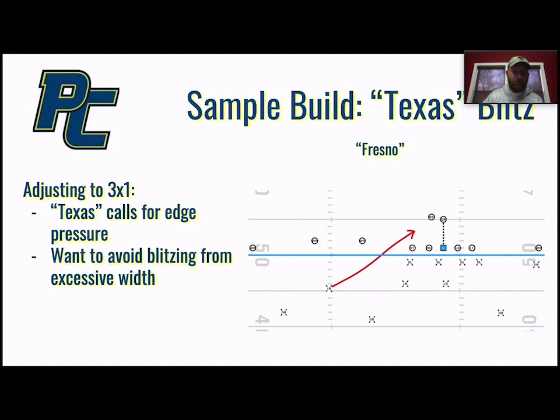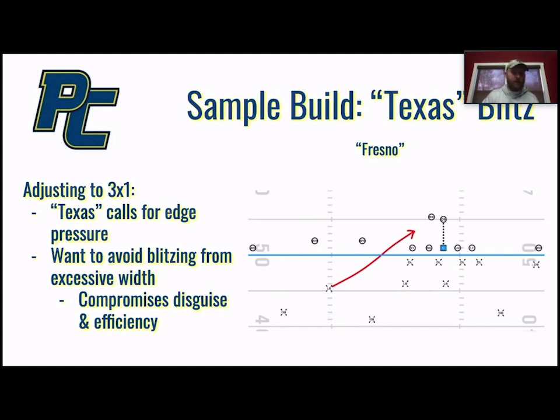Well, you're blitzing from width, and what you're doing, you're not just compromising your disguise, as far as really trying to hold your water and present the same two-high picture, same two-high shell. Well, now you're compromising your efficiency as well. That's a long way for that guy to go to try to get home. Then you've got to move other guys to adjust for his cover down.